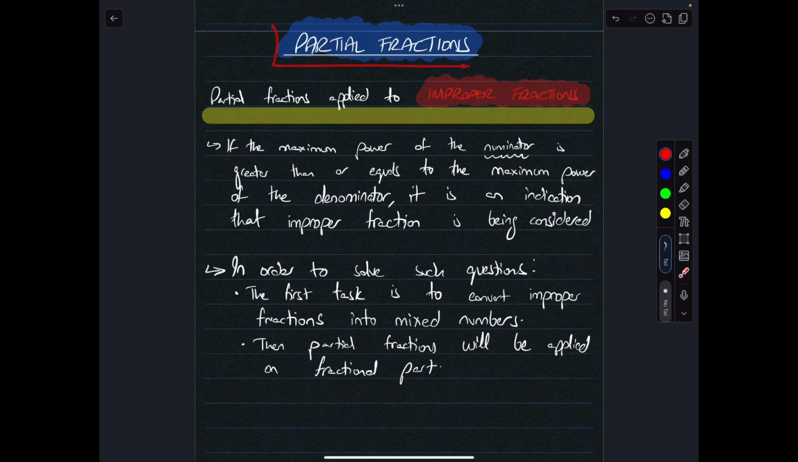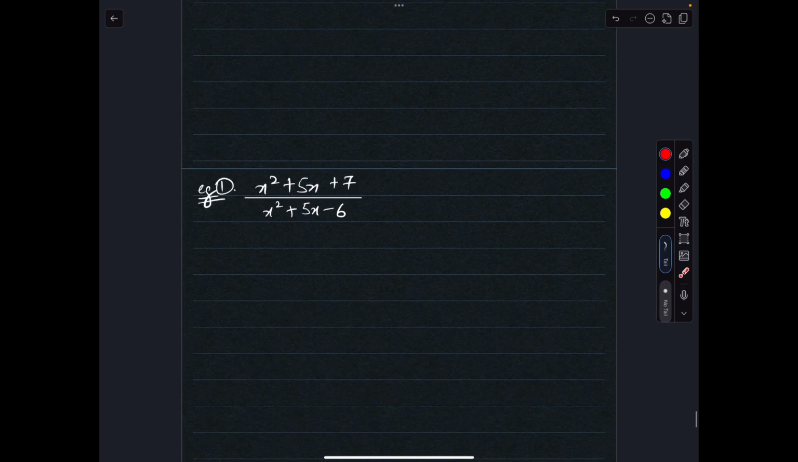Alright, so partial fractions, like all other fractions, can be improper. And when are they improper? Whenever the maximum power of the numerator is greater than or equal to the maximum power of the denominator, it is an indication that the fraction in consideration is improper. Thus, we'll have to apply long division. It's similar to conversion to mixed numbers, you can say.